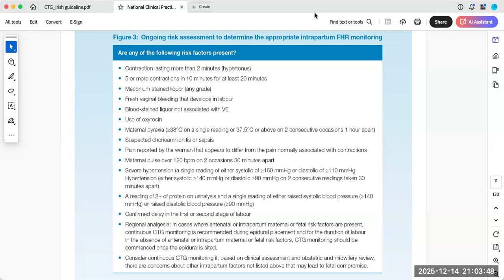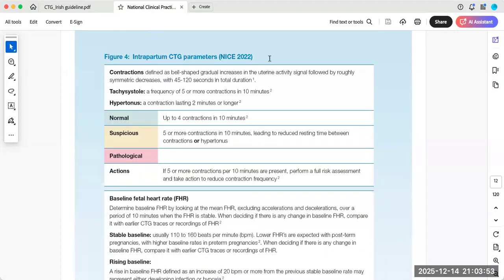Then, my friends, the guideline will show you, as you can see here, the classification of the intrapartum CTG parameters based on the NICE guideline 2022. And we have 4 features in any CTG in order to assess. The 4 features are the contractions, baseline fetal heart rate, variability and decelerations, right? This is what you need to assess in each and every CTG.